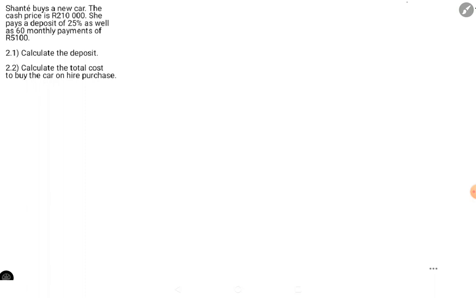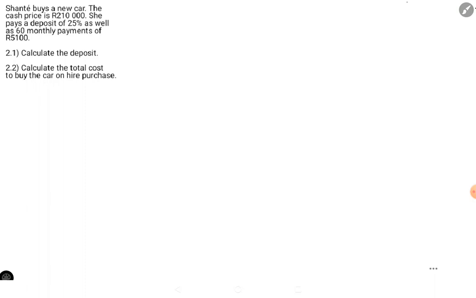Let's read the question. Shanti buys a new car. The cash price is 210,000 rands. She pays a deposit of 25% as well as 60 monthly payments of 5,100. And then questions 2.1, calculate the deposit. 2.2, calculate the total cost to buy the car on hire purchase. So I'm going to read that again so that we understand this, and please do this for yourself. Read the question as many times as possible so that you understand what they're really asking you.